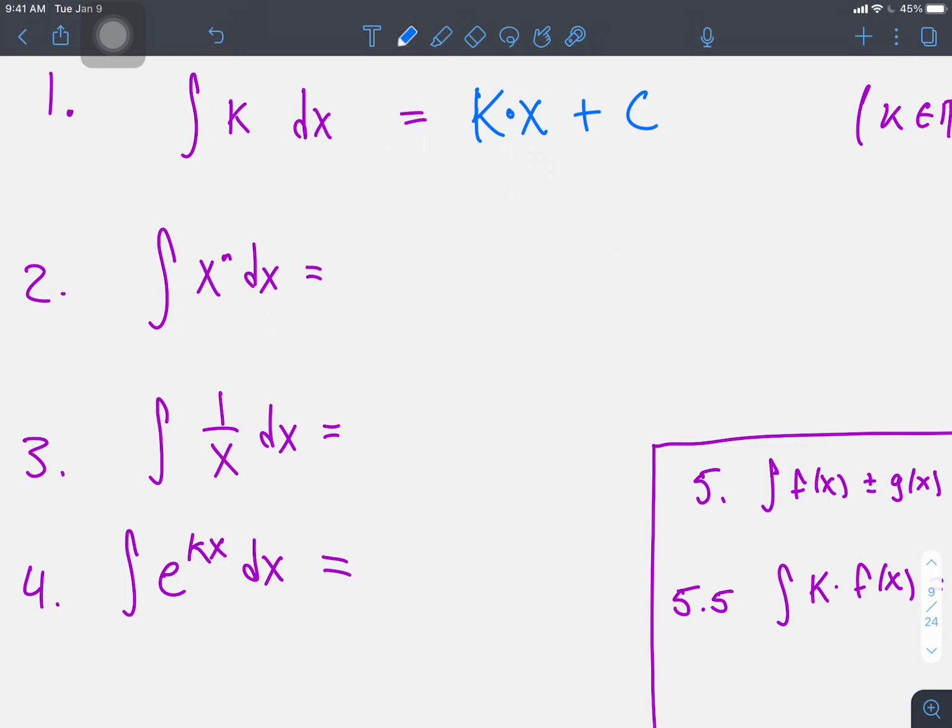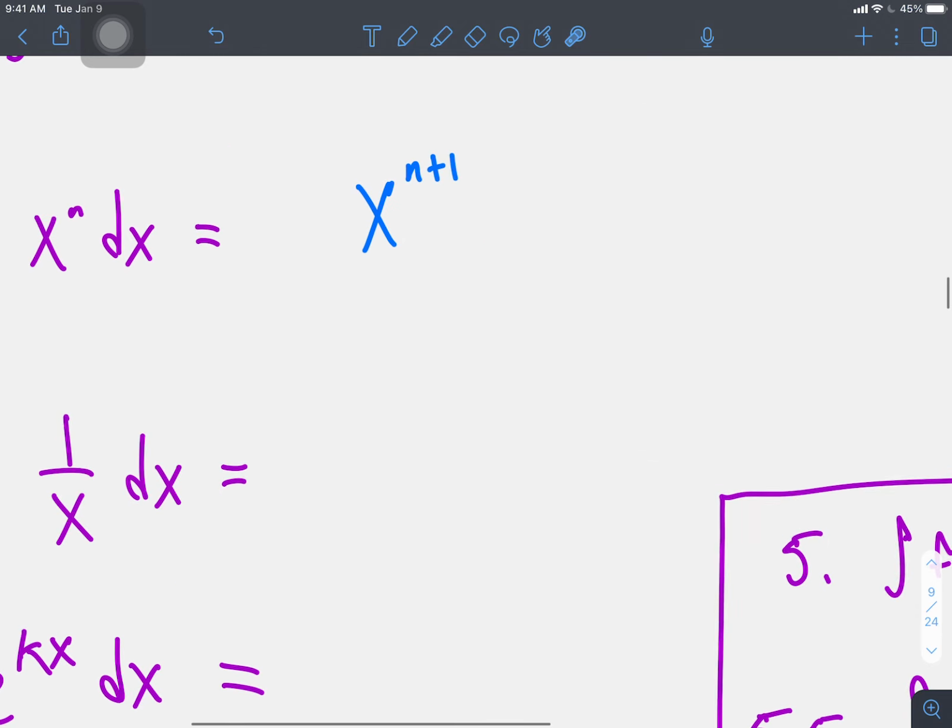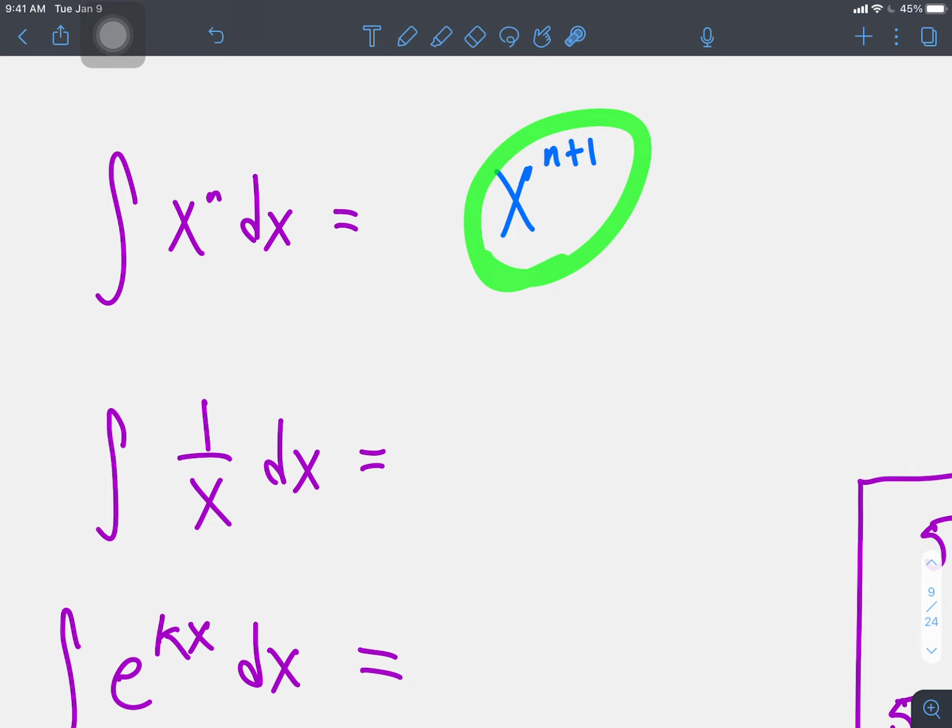You subtract it by 1, right? So if I'm doing the opposite, what might I want to do? Add 1, right? So we might think, okay, maybe the antiderivative is x to the n plus 1, right? Let's think about that for a second. When we do the derivative of something like this, what do we do? We don't just subtract the power by 1. We also multiply times n plus 1, right?